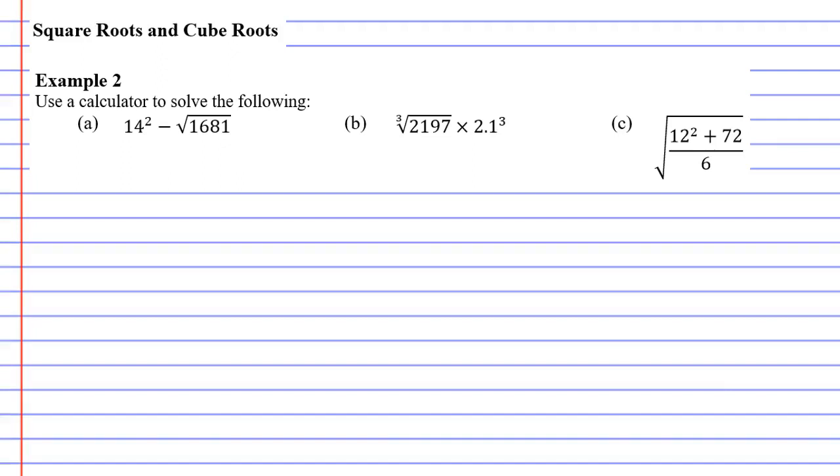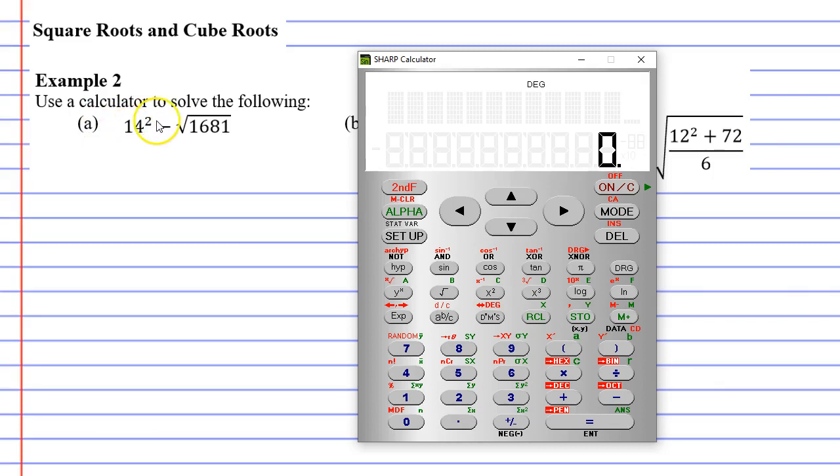In this video we're going to complete example 2, and we're going to use the calculator to solve the following. So we're just learning how to use the calculator when working with square roots, cube roots, and so on. Alright, so this time we've got 14 squared minus the square root of 1681.